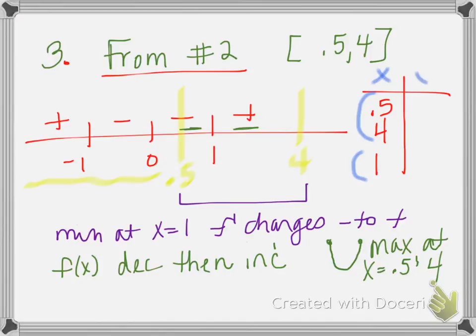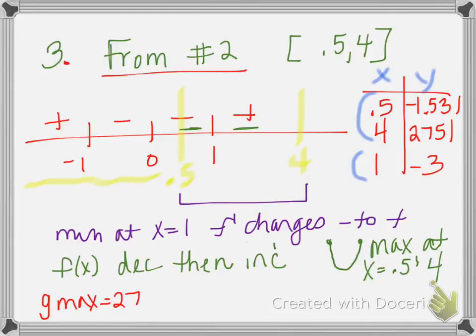Go ahead and find the x and the y values. At 0.5, when I plug that into the original equation, I get negative 1.531. At 4, I get 2751, and at 1, I get negative 3. Looking at that chart now, I know that the global max is 2751, and the global min is negative 3. So it's basically the same thing as number 2, except less information because I was only looking at 0.5 to 4.